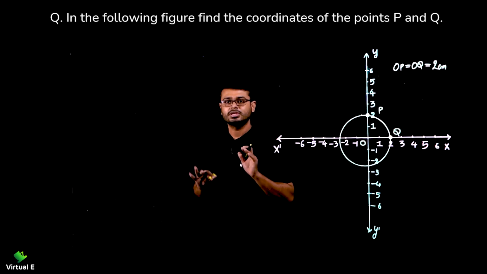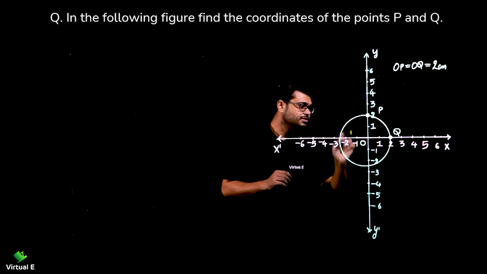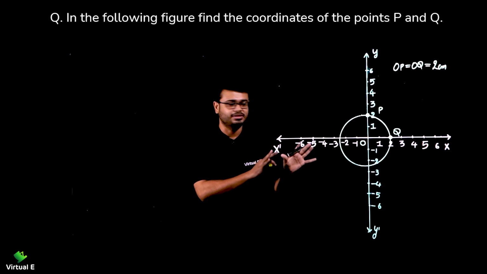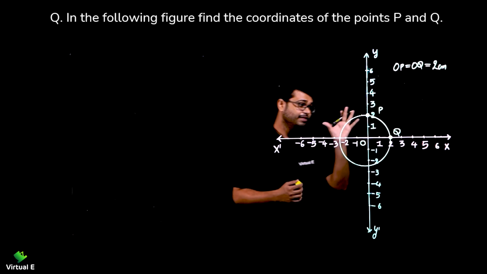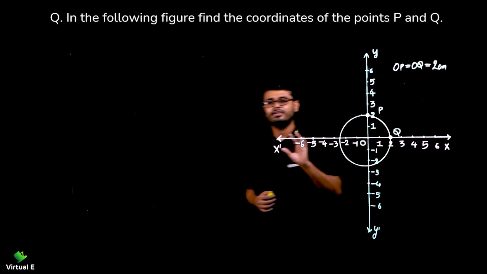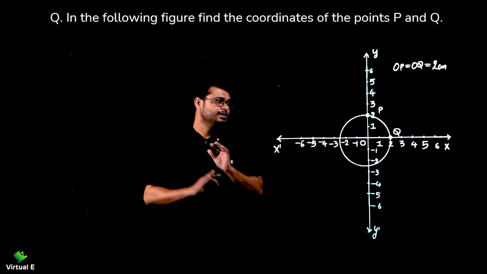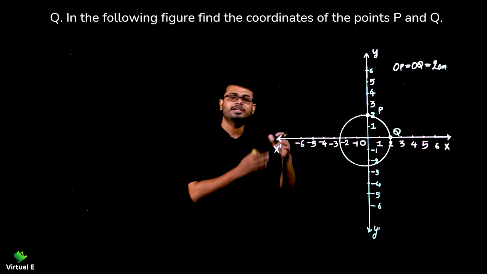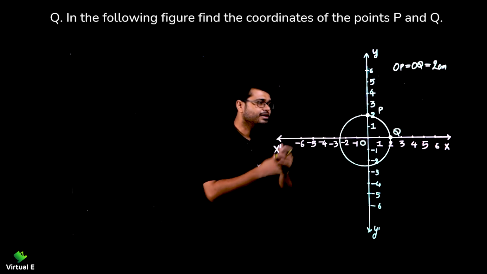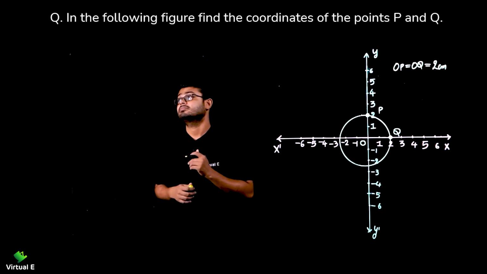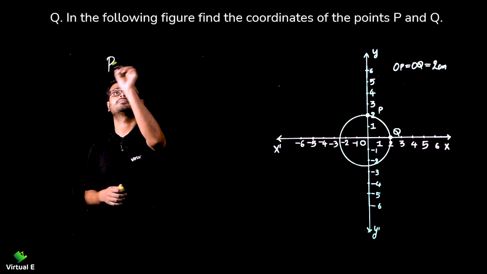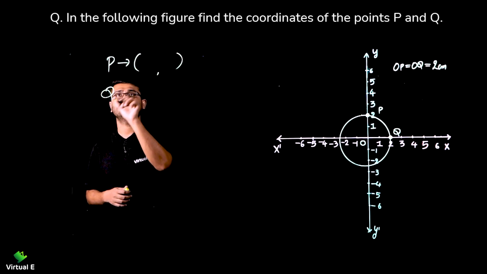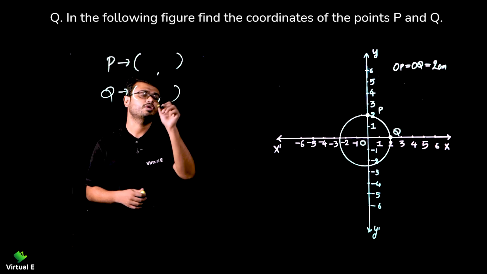So how shall we approach? Remember, this circle is just extra information, right? Even if we don't have this circle, and even if you have only P and Q, you can still find the coordinates of P and Q, right? They are just asking to find the coordinates of the given points in a different way. The question is being framed in a different way. The method is going to remain the same. So let's start with P. We want the coordinates of P and the coordinates of Q. This is what we are interested in.